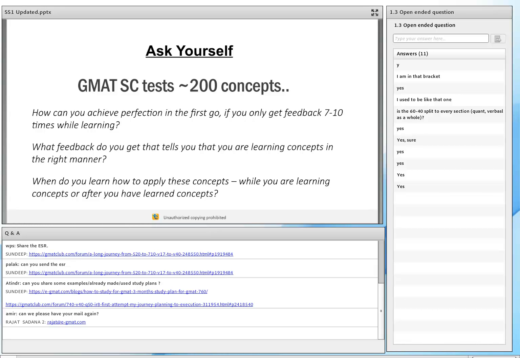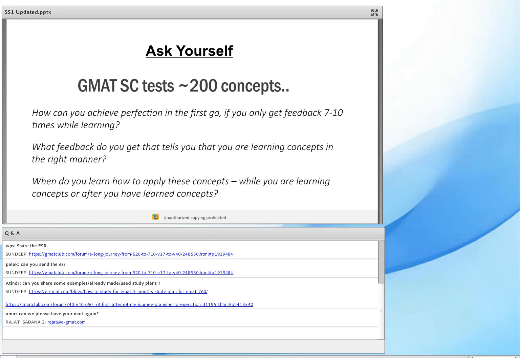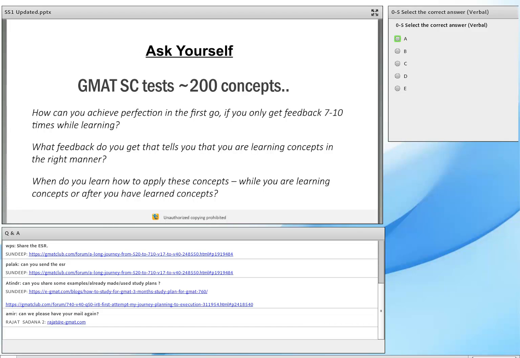And to do this, we're going to see this in action. I'm going to give you a sentence correction question to solve, to see what it takes when it comes to those 200 different concepts in SC. So I'm going to give you a poll question over here. I'm going to give you about 3 minutes to solve this question. And let's just get to my SC question over here.